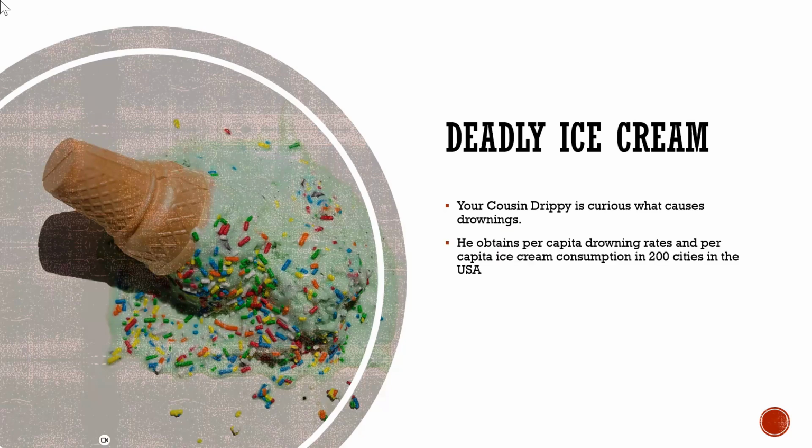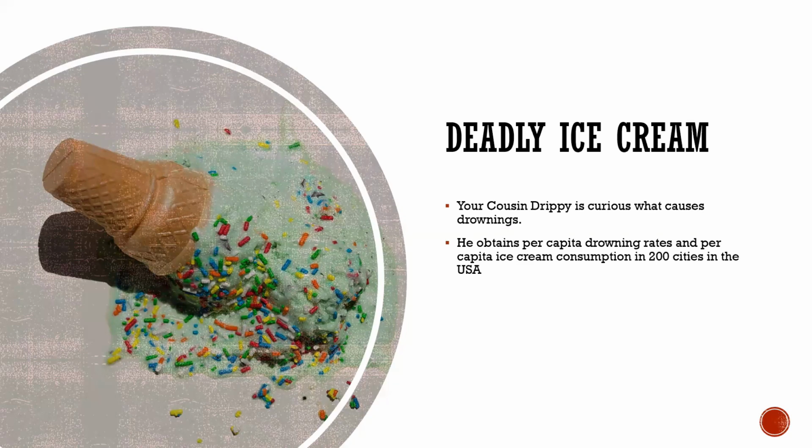So he obtains per capita drowning rates, so out of how many people live in the city, how many drowning incidents were there in a year or whatever. And he also looks at the per capita average amount of ice cream that people consume in this city. And he does this for 200 cities in the USA. So that's a lot of cities. My first question for y'all is, is this an example of an experiment or an observational study that Drippy is doing here? Because he's not applying any treatment, but he is looking at the effects.